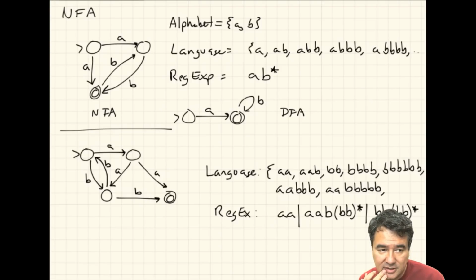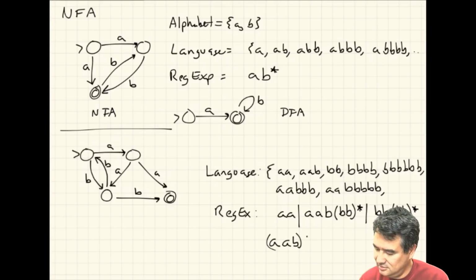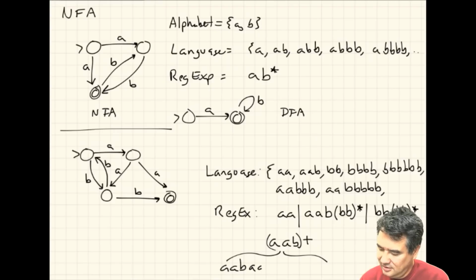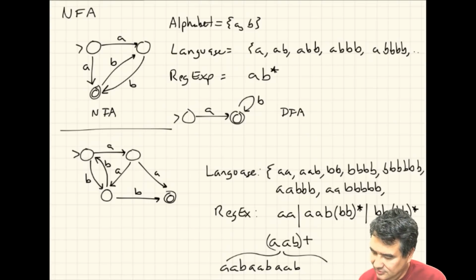AAB plus. So someone suggested AAB plus. Now, that's a good suggestion, but this means that this could expand out to AAB, AAB, AAB. So you're repeating the AAB over and over and over again. And I don't think that's something that this accepts. So we go A, B, and then once you're here at the accepting state, there's no way out of it.